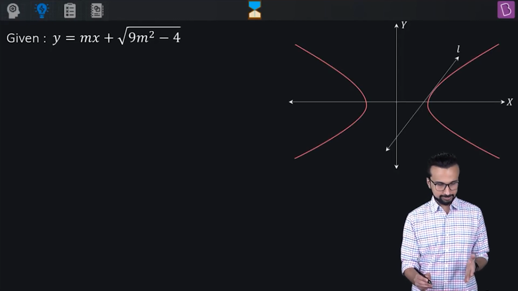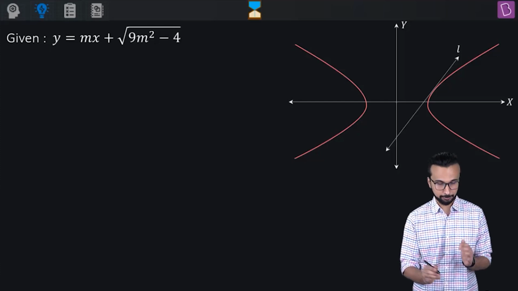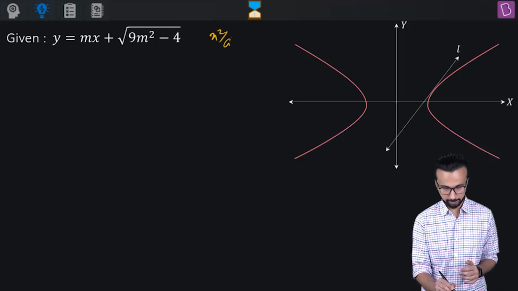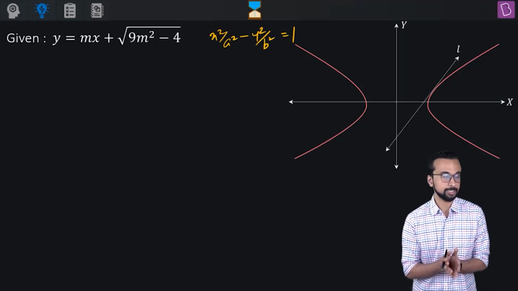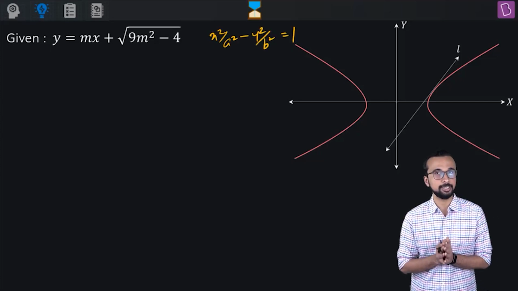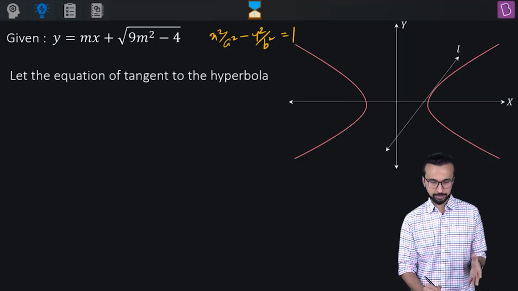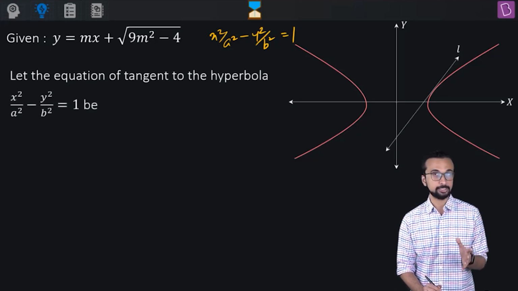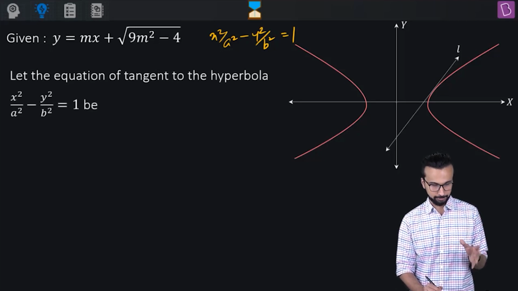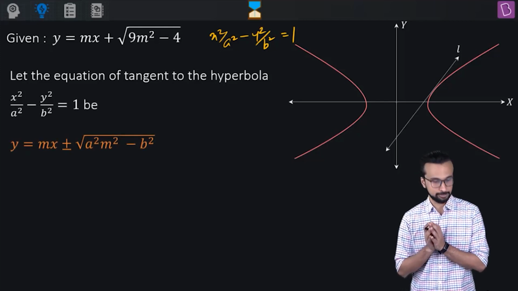So we can see that in the options, we had hyperbolas in this form, x square by a square minus y square by b square equal to 1. And such hyperbolas have their center at the origin and transverse axis along the x-axis. So I assume this to be the equation of the hyperbola, and the tangent to such a hyperbola will be y equal to mx plus or minus root a square m square minus b square.